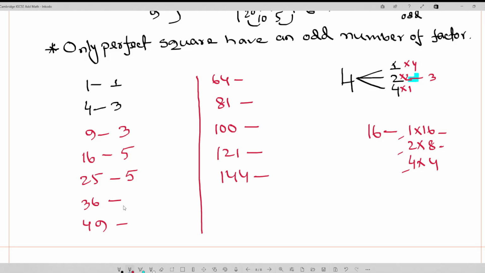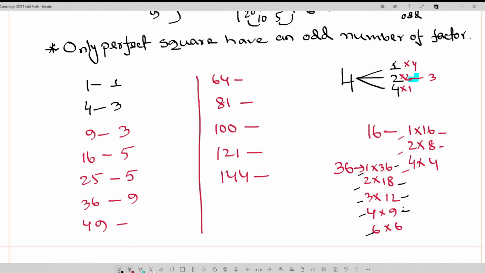Then 36. 36 has 9 factors. So how does 36 become 9 factors? We can check this one. We already calculated it, but for you again we can do it. 1 times 36, then 2 times 18, then 3 times 12, 4 times 9, 5 not possible, 6 times 6. So look, here is 1, 2, 3, 4, 5, 6, 7, 8, 9.